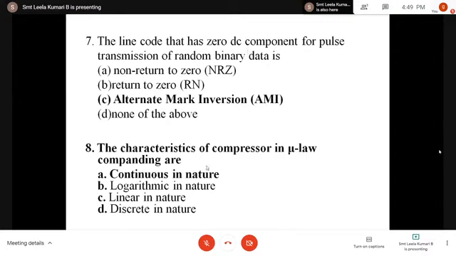The characteristic of compressor in Mu-law companding are, so in Mu-law companding, it is continuous in nature. It is continuous in nature. So option A is correct.